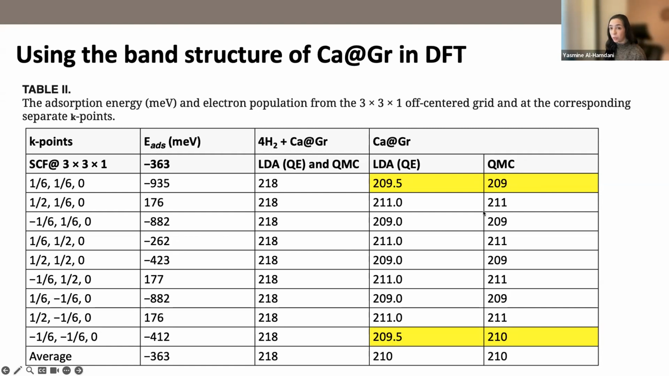However, it's easy enough to deal with because it just means that we make sure that the average of them is the same. So that means that in the QMC, in one of those points, there's 209 electrons, and in the other case, we'd make it 210 so that the average is still okay. And we check that by looking at the absorption energy that comes out both at the DFT level, and we see that this makes total sense.